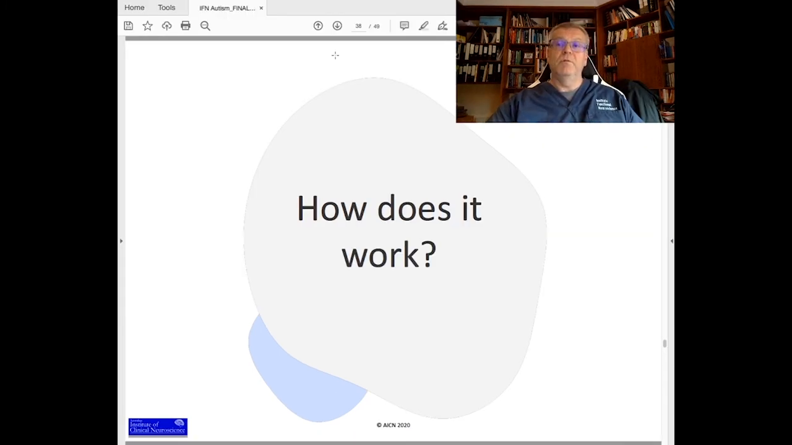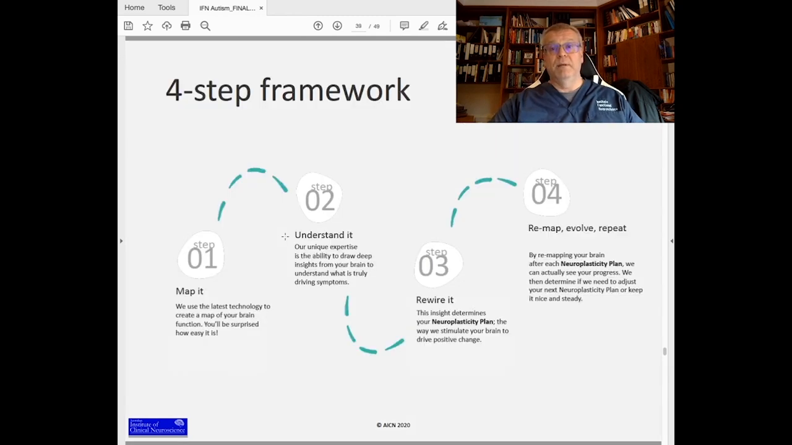So the first question we usually get is, how does it work? What do you do that makes this happen? It's a four-step framework that we do. We map your brain using the technology that we talked about before. We try to understand how your brain is responding to different stimuli that we put in. We put the stimulus in, we then measure again how your brain is going, and then we remap your brain to see what changes have happened because of the stimulus.